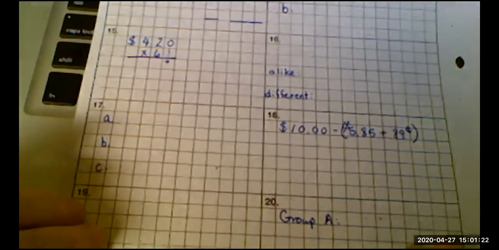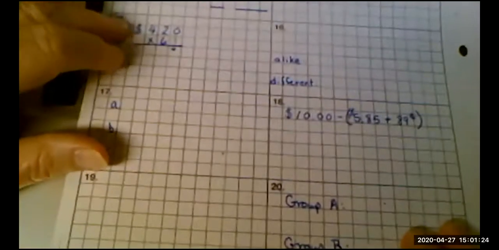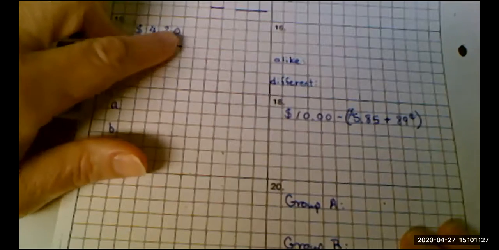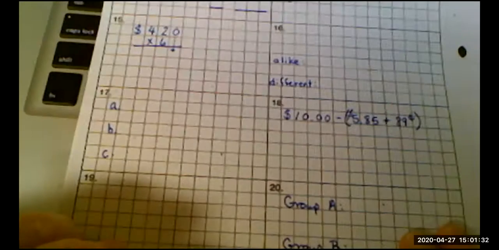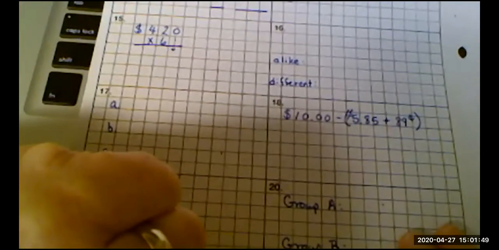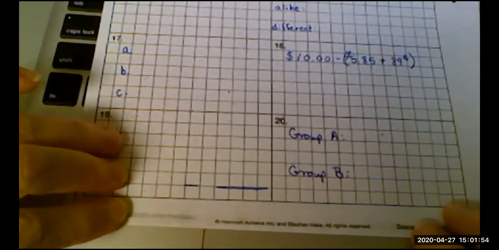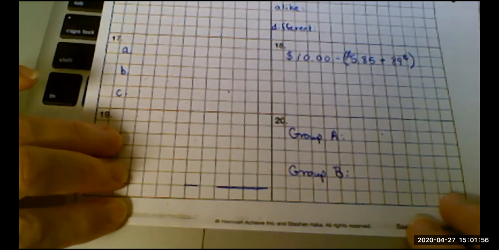Number 15, you are going to remember that when we multiply with the 0, we can bring that straight down and save ourselves a little bit of work. Number 16, draw a cube and then a rectangular prism. Think about how they are alike and how they are different. Write an answer for us. Number 17, you are going to be dividing, but not long division.